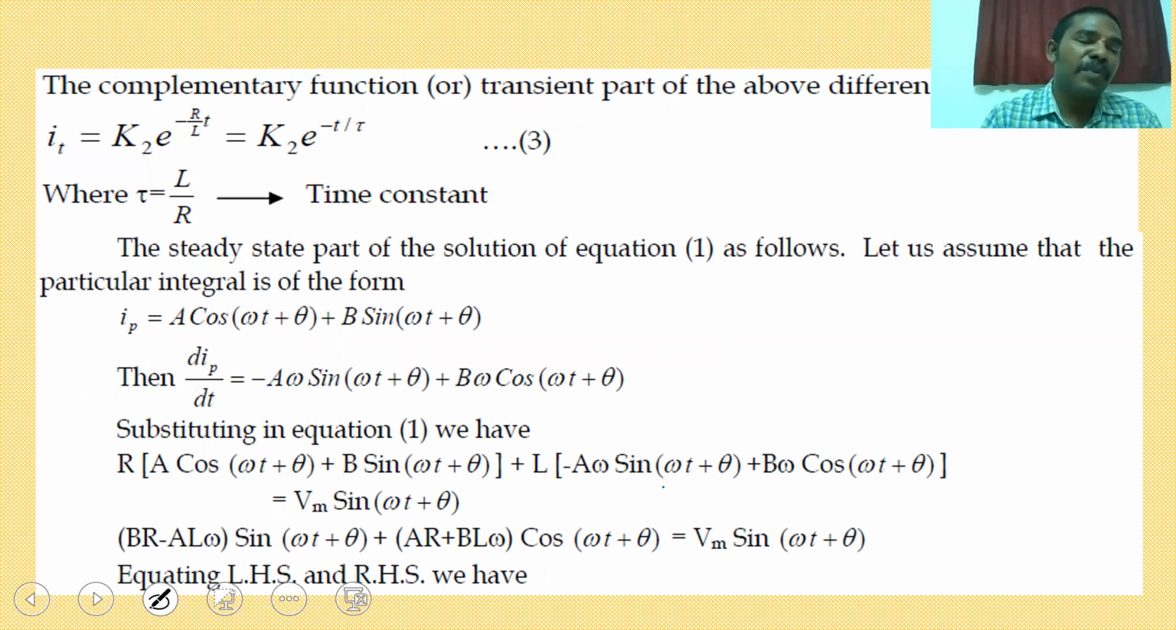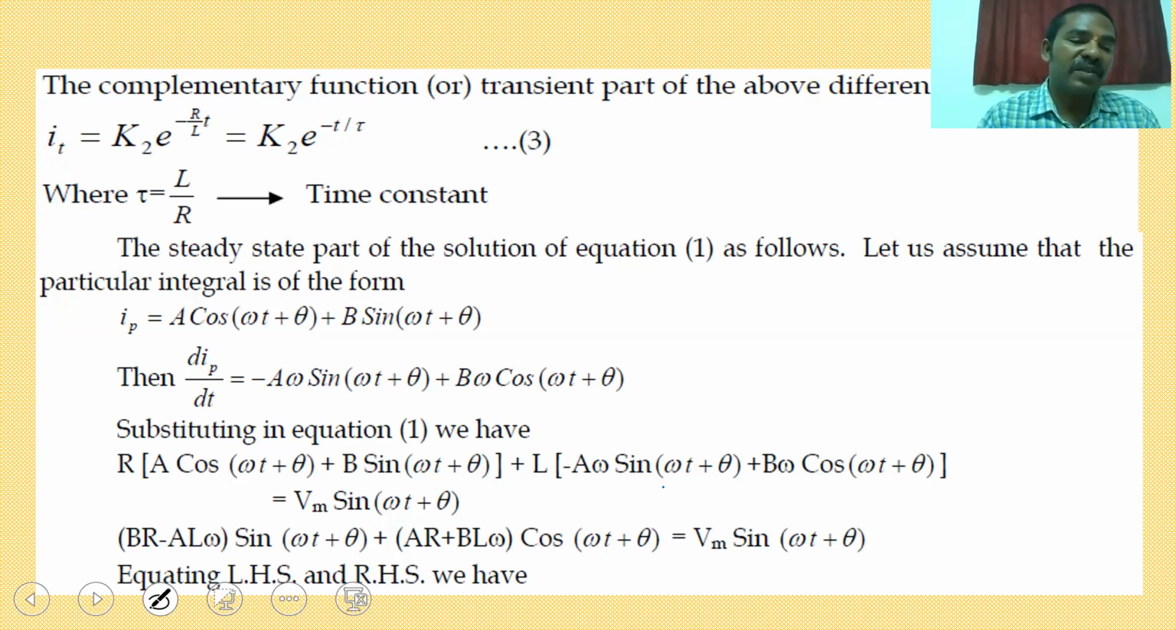The complementary function is the transient response. So the transient current I suffix t is equal to some constant k2 e power minus R by L into t, or k2 e power minus t by tau, where tau is L by R. It is the time constant for the RL circuit. Then for finding the particular integral, I am going for IP as a cos omega t plus theta plus b sin omega t plus theta. For first order differential equations, we have to go for the function a cos omega t plus theta plus b sin omega t plus theta.